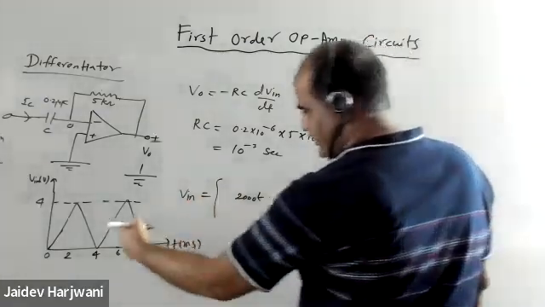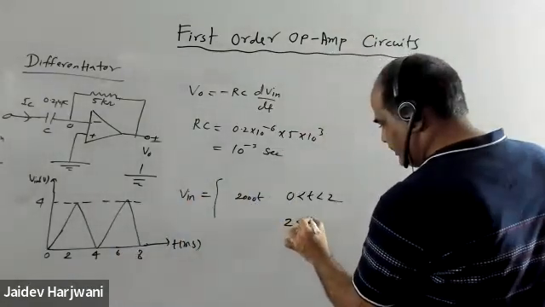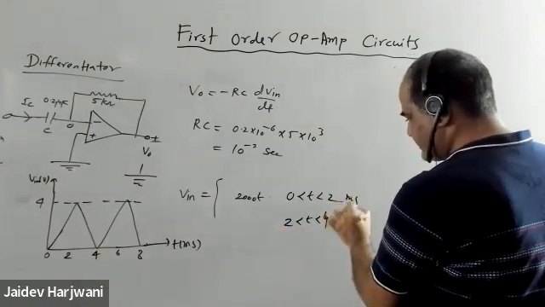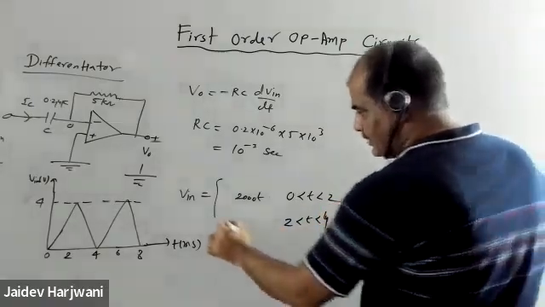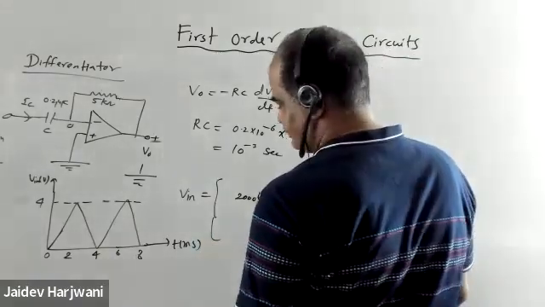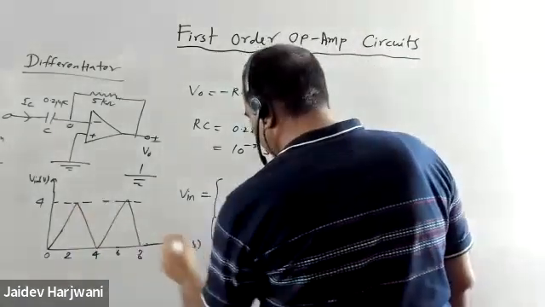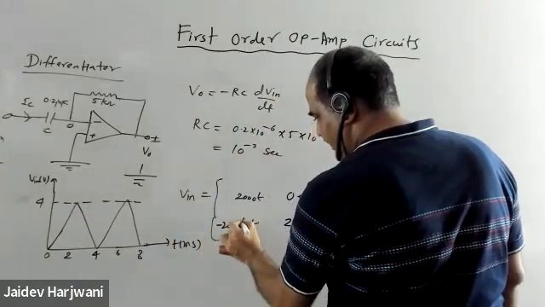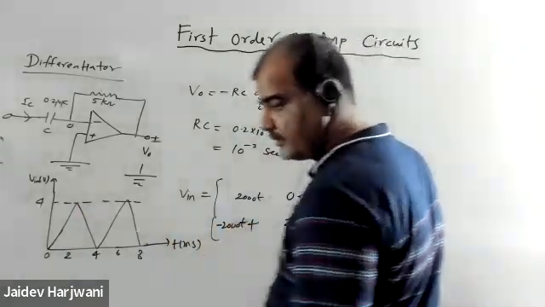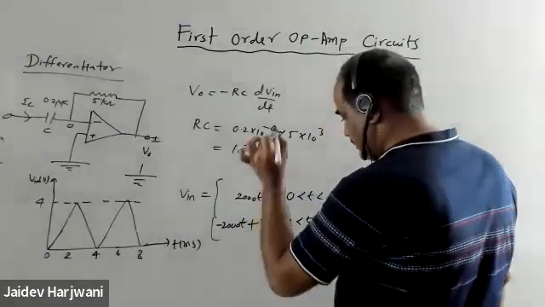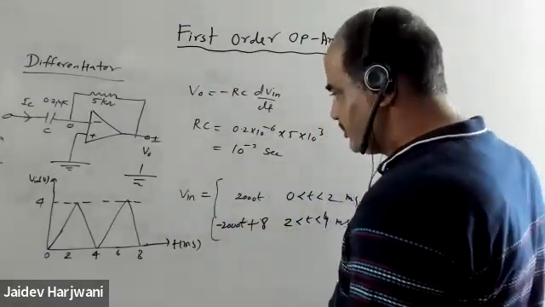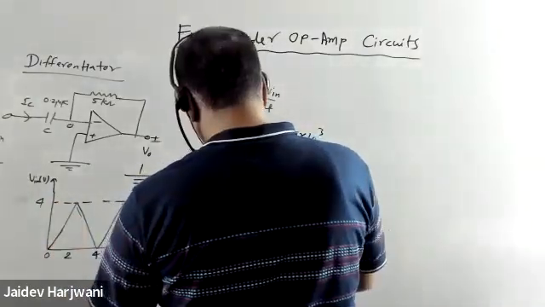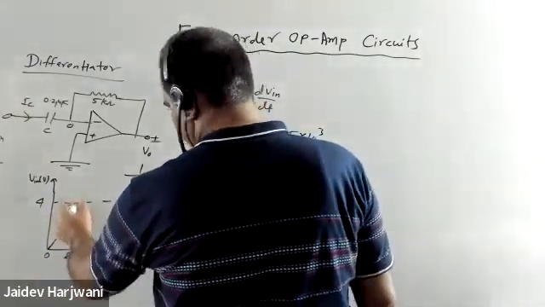Now for time 2 to 4, between 2 to 4 these are milliseconds. What will the equation be? The slope is the same, but it becomes negative: slope minus 2000t. The constant will be +8. Very good. So this is the equation of this line. The slope is the same but the constant value is 8. So this is the equation.